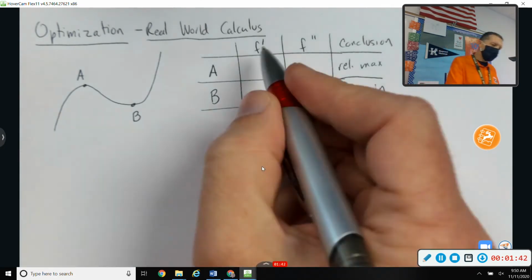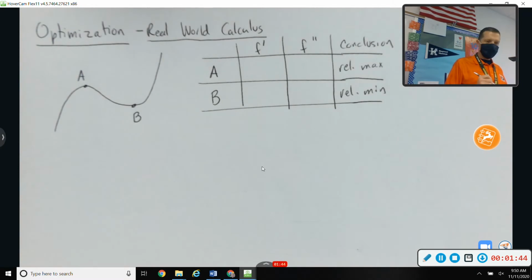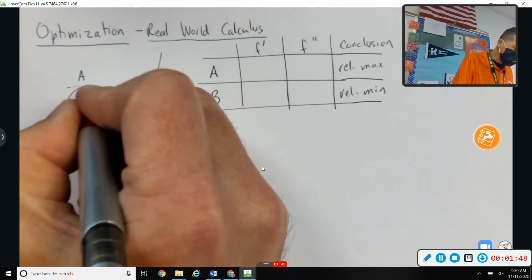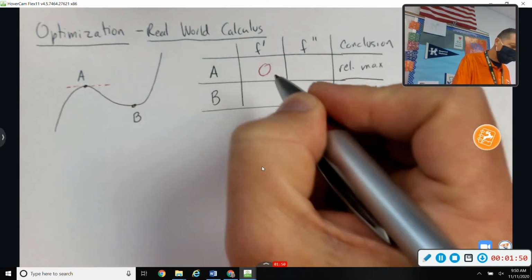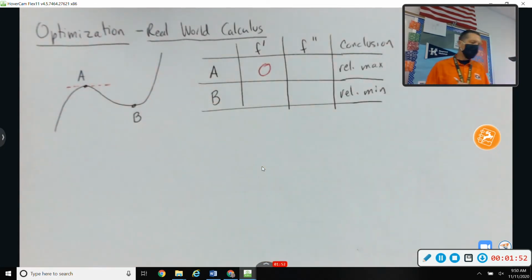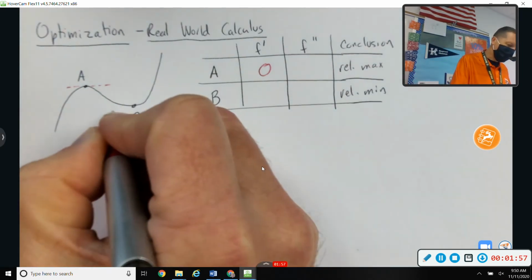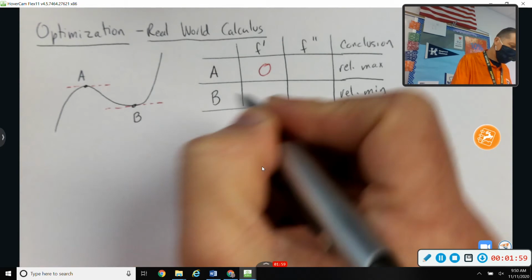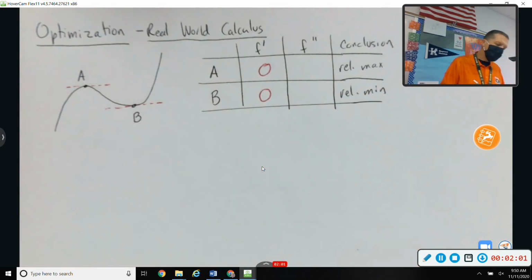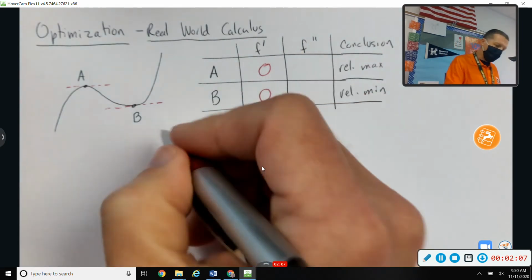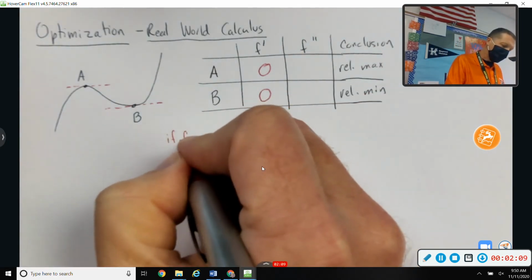What's f prime at A? What's the derivative at A? 0. There's a horizontal tangent line there. What's f prime at B? 0. Okay, we've done that before. If f prime is 0, we have a potential max or min.